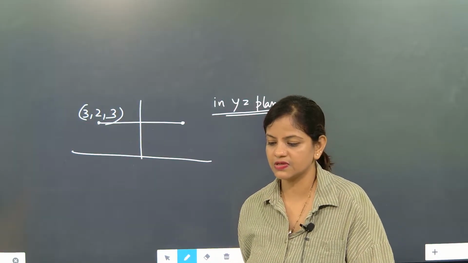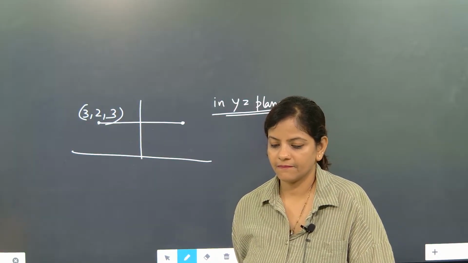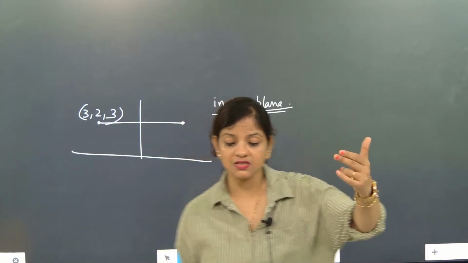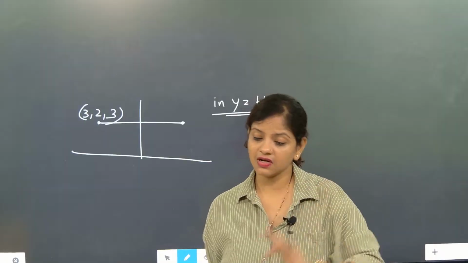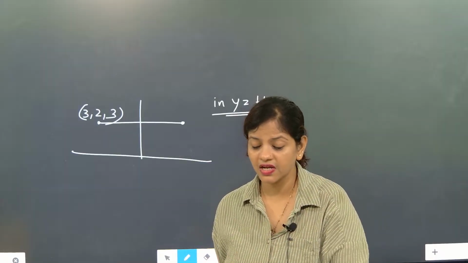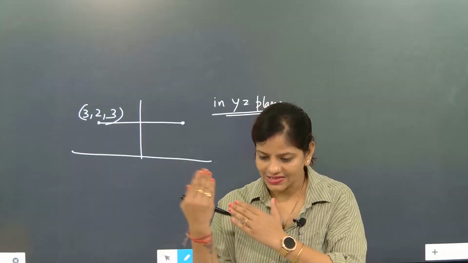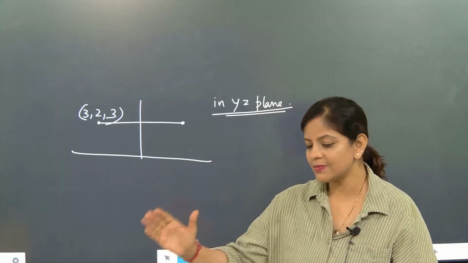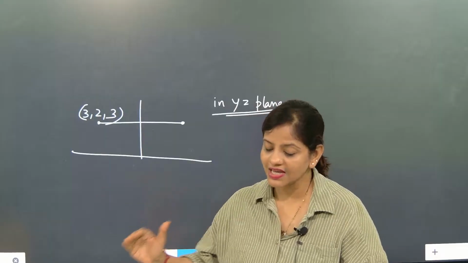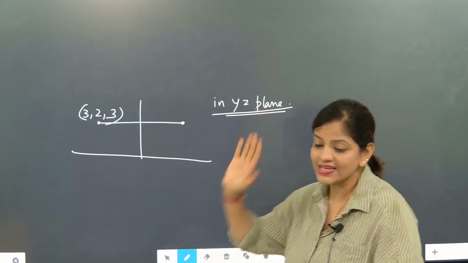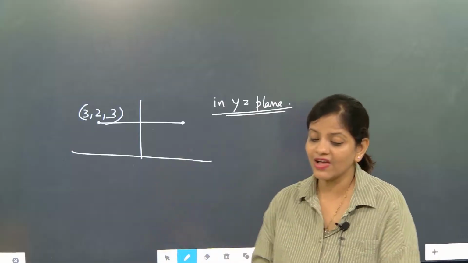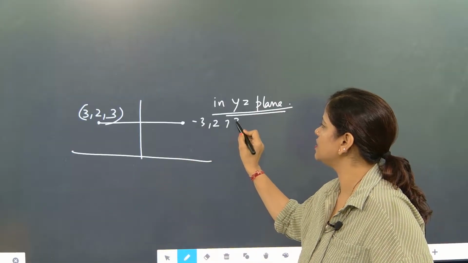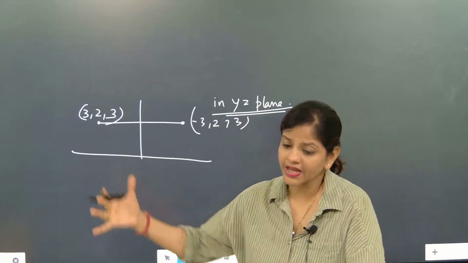I need to ask this question. Object distance is always equal to image distance, you have studied physics in class 10th. Negative will come, but object distance is never negative. So the YZ plane is going to act as a mirror for you, and the YZ plane values will not change. If they say in the YZ plane, it means the y and z values will not change. What value changes? The x value. So the image will become (-3, 2, 3). That's it, in the YZ plane.